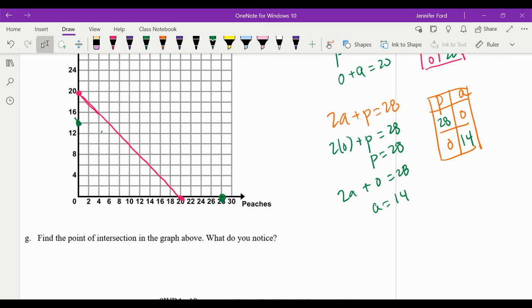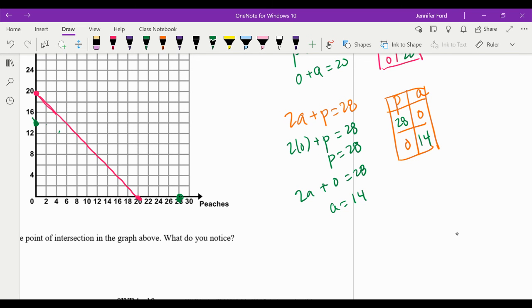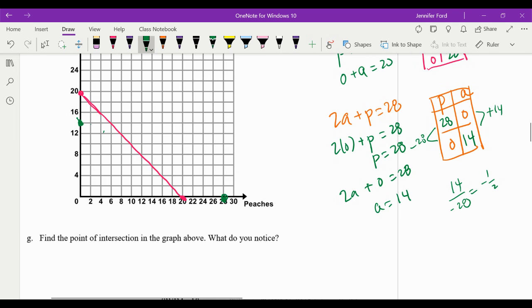All right, let's do a little rise over run here so we know what our slope is. So that goes up by 14, and that goes down by 28. 14 over negative 28 is negative a half. Okay, so it's going to go like this. And my pink line is going like this.